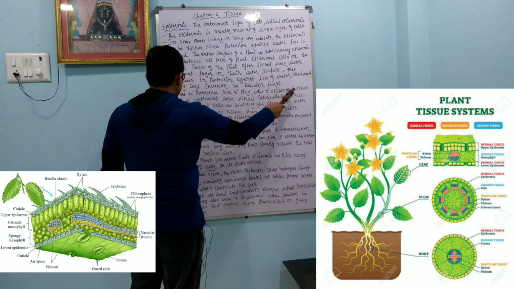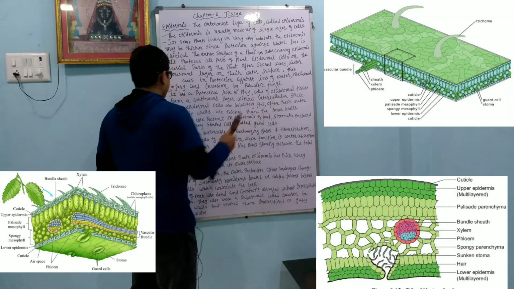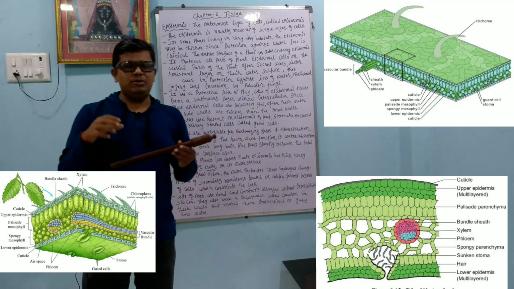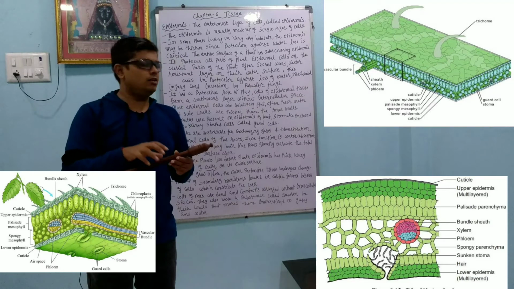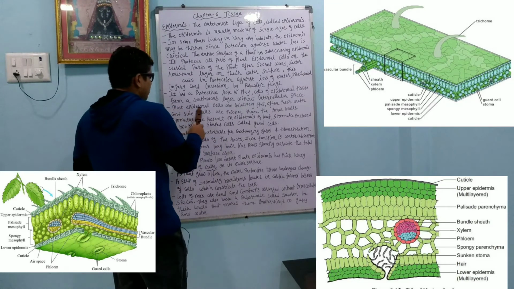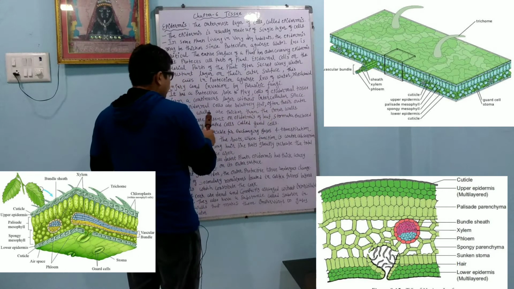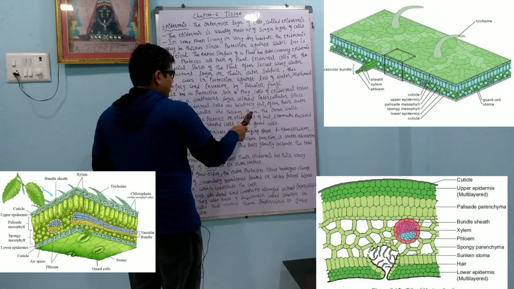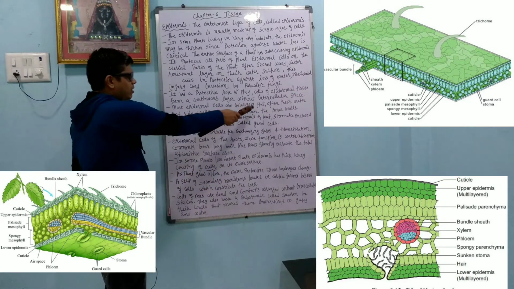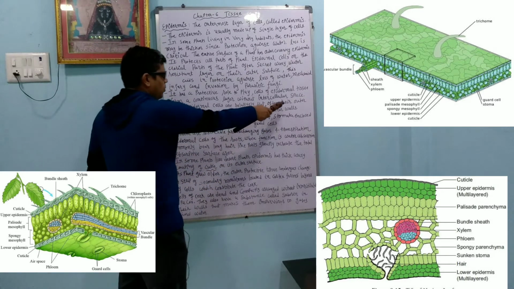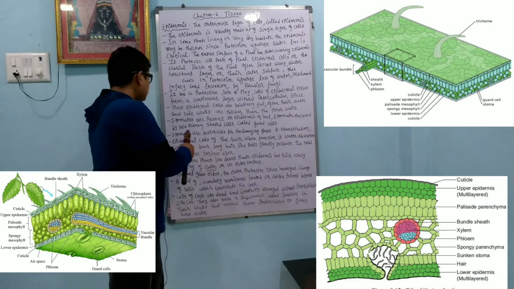Cells of epidermal tissue form a continuous layer without intercellular space. Most epidermal cells are relatively flat. Often their outer and side walls are thicker than the inner wall.